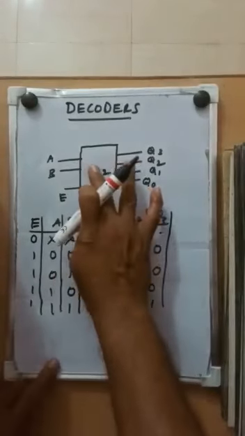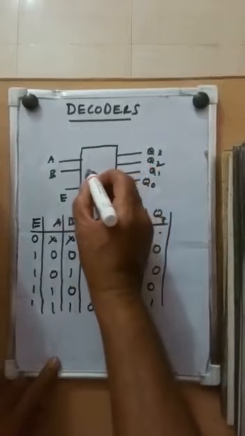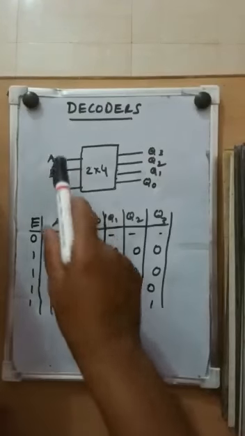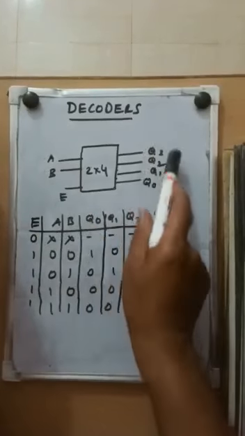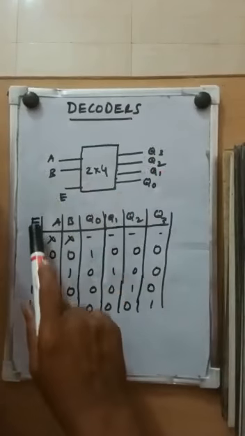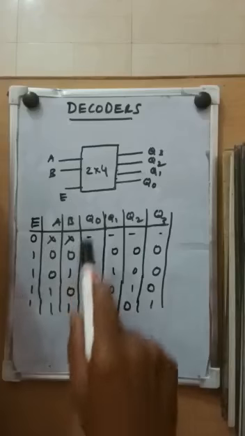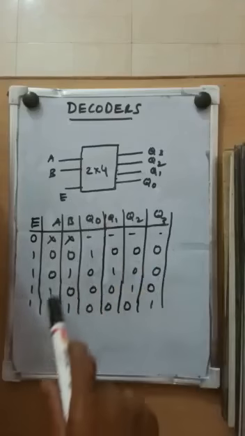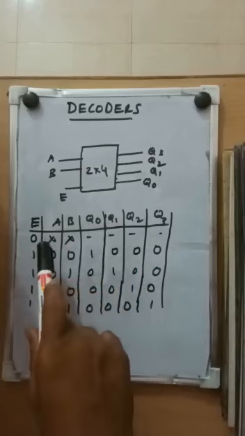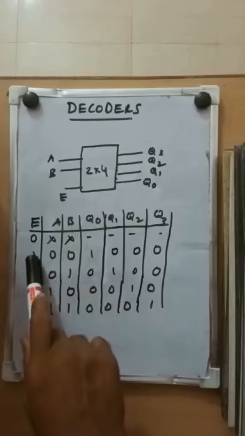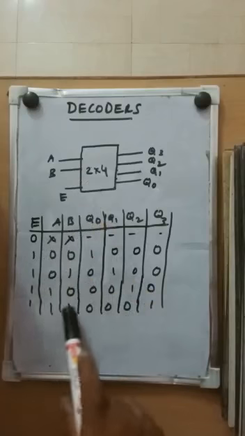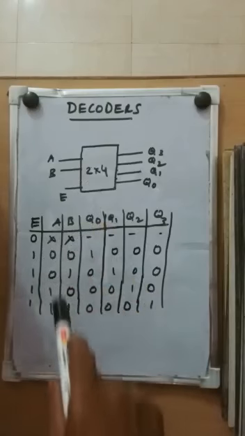This is the 2 by 4 decoder. A and B are the inputs, Q0, Q1, Q2, Q3 are the outputs, and E is enable. If enable is 0, then as we discussed earlier, these are don't care conditions. If it is 1, then it starts working. The input combinations 0 0, 0 1, 1 1, 1 0 are written here as per the combinations.